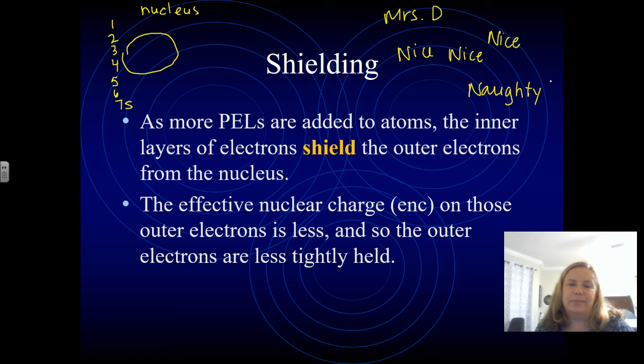So anyway, hopefully that can help, and we'll get more toward periodic trends. But atomic radius is the number 1 most important periodic trend, because it leads to so many other things when we get to bonding.